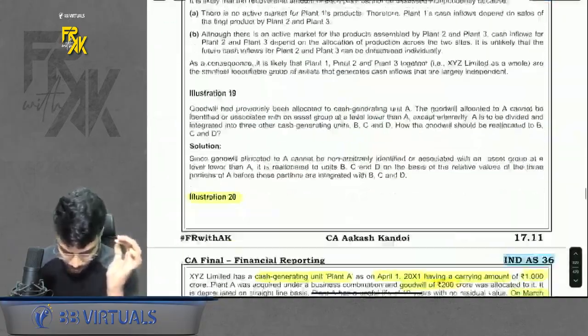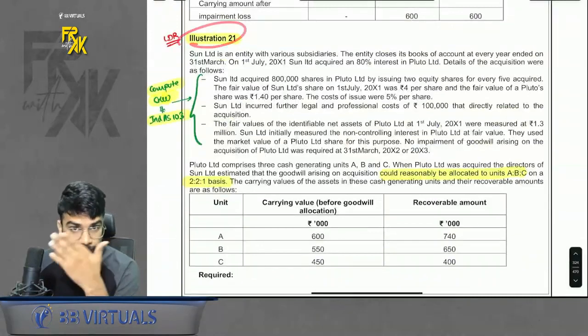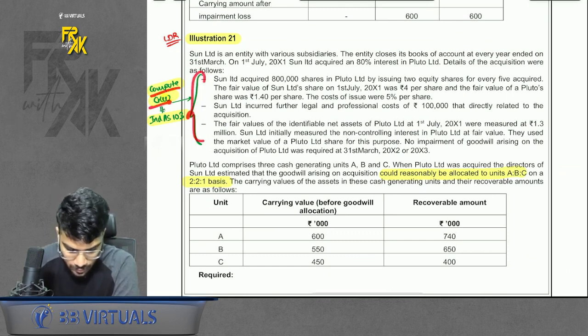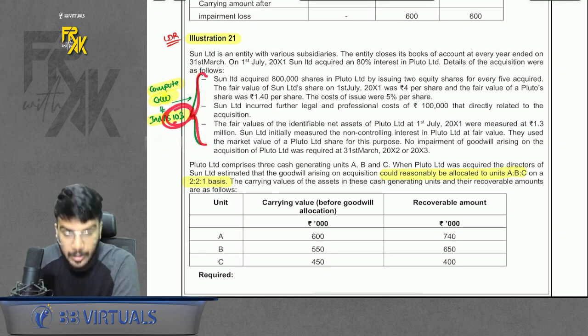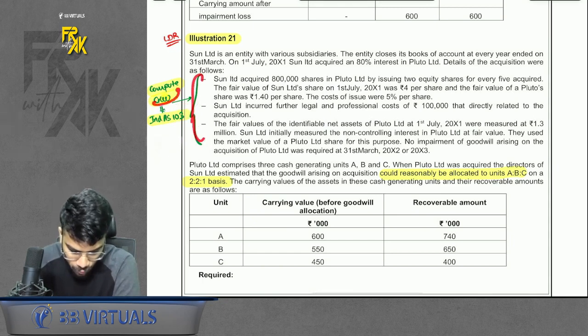Then the next important question here, which I feel is illustration number 21. This also is a good illustration. Here, first of all, some information was given. This information will be used to compute the goodwill. Again, if you don't know 103, you will not be able to use it, but in case you know it, this information shows how to compute goodwill.